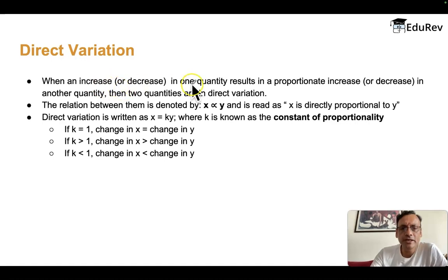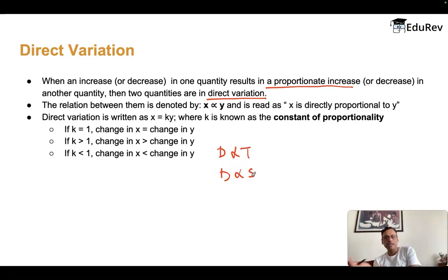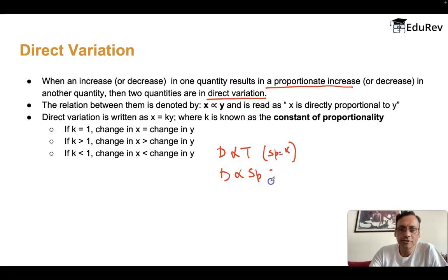So when an increase or decrease in one quantity results in a proportionate increase or decrease in the other quantity, they are said to be in direct variation. That is what we discussed first, right? So your distance is in direct variation to time. Distance is in direct variation to speed. Okay, because if you increase time, and assuming of course here speed is constant, and this is speed, this is assuming time is constant.